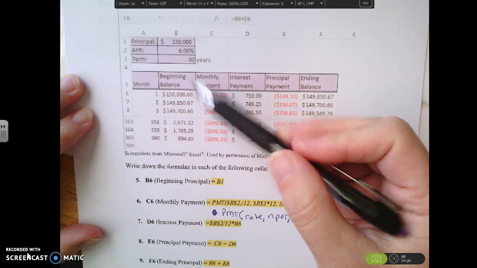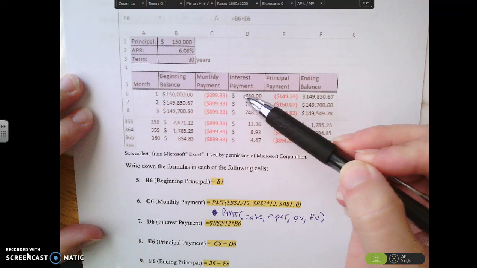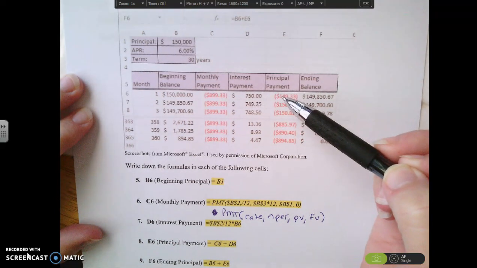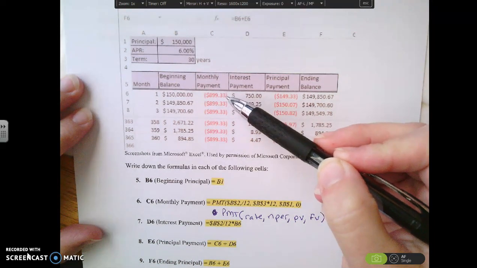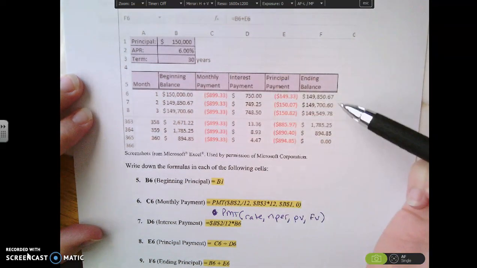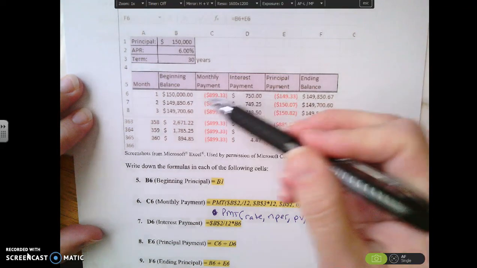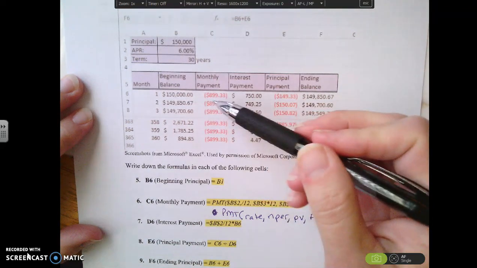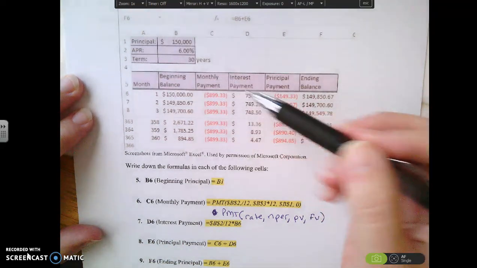And then they did these calculations. The beginning balance is going to be the 150,000, the monthly payment, the amount of interest that's paid that month, the amount of principal, which means how much of this $899 monthly payment actually is going to pay off this loan, and the ending balance, which is how much is still owed on the loan at the end of that first month. And then that ending balance comes over here to month 2. Your monthly payment never changes. It's always the same amount based on that percentage rate.